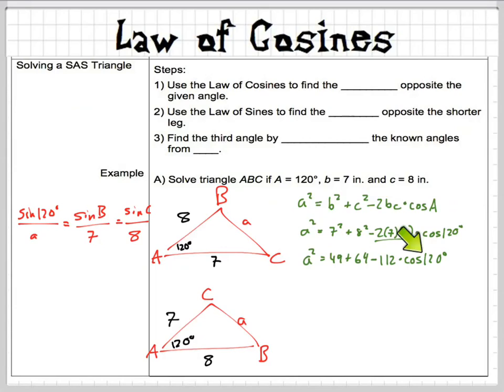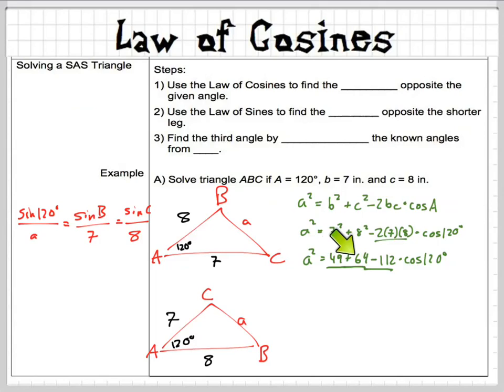Do you guys know what to do next? I know what you guys want to do. You want to go 49 plus 64, and then you want to go minus 112. What's wrong with that? Why can you not do that? Yeah, you have to do the 112 cosine of 120 first. You see this right here? That little dot right there? What does that dot mean? It means multiply. We have to multiply first before we can do any subtraction.